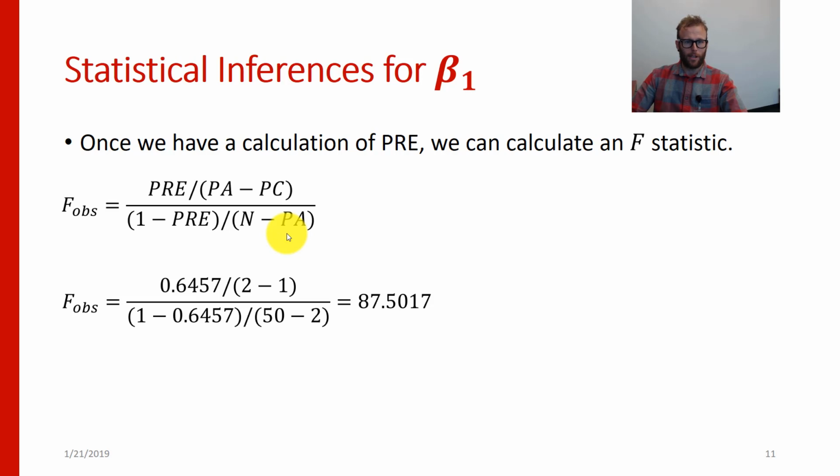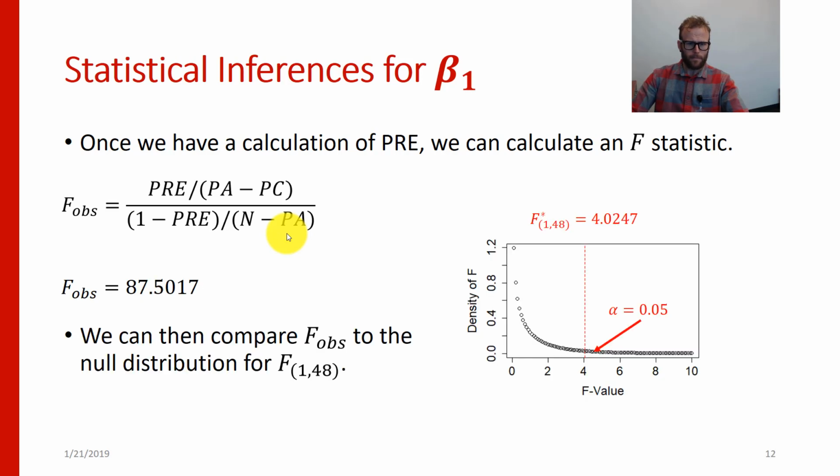So this is a pretty big change. We explained a lot of variation in our data by the inclusion of this parameter in our model. But 87.5 is big, but how big is it? We actually need to calculate a probability of observing this F observed value given our null hypothesis. So we can compare this F observed to the null distribution for an F with 1 and 48 degrees of freedom. What we've plotted here is the density of the F distribution with 1 and 48 degrees of freedom from F values of 0 to 10. The actual critical value in this case is 4.0247.